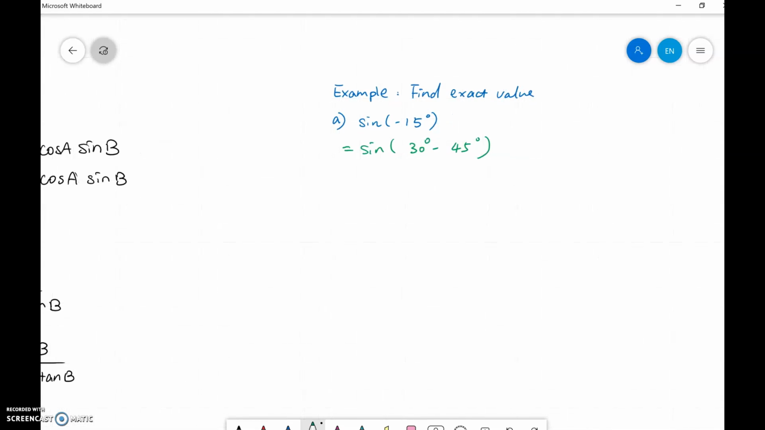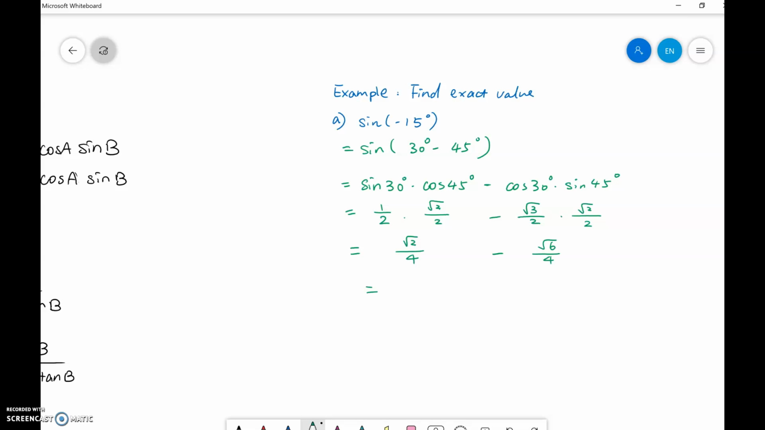So I can expand it as sine of 30 degrees times cosine of 45 degrees minus cosine of 30 degrees times sine of 45 degrees. Sine of 30 is 1/2, cosine of 45 is square root 2 over 2, cosine of 30 is square root 3 over 2, and sine of 45 is square root 2 over 2. Multiply them, we get square root 2 over 4 minus square root 6 over 4, which we end up with square root 2 minus square root 6 over 4.